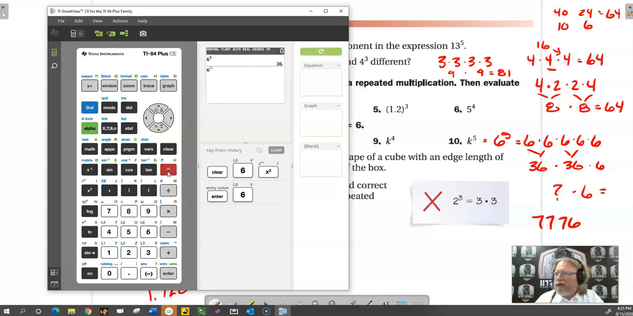So I push that button, and notice that it brings up a place where we put in an exponent. So 6 to the third, and hit enter. We see that's 216. What if we did 6 to the fifth power, and hit enter? That's the same 7,776 that we got earlier.